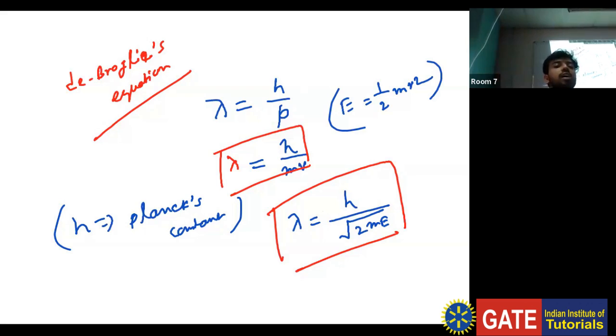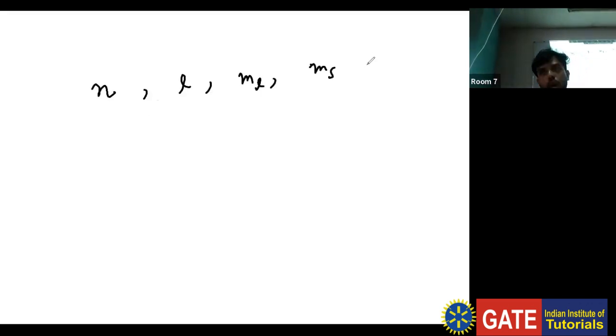Now I'll come to the very interesting part, that is called the orbital. There are 4 different quantum numbers. Number 1 is n. N is called the principal quantum number. L is called the azimuthal quantum number. Everyone knows this. Shall I write it down? I can skip it. Ml is called the magnetic quantum number. And this is ms, or spin quantum number. To determine the position of our electron, you need these 4 quantum numbers.